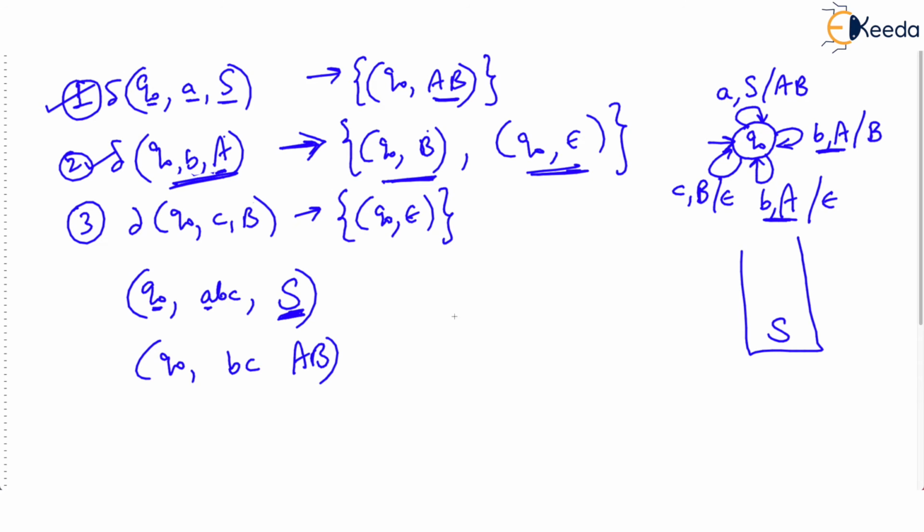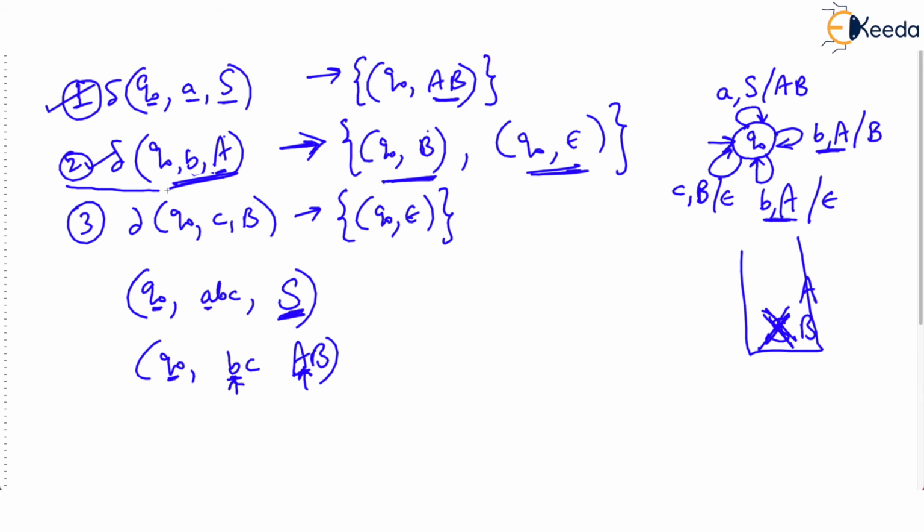I hope you are understanding. So this S in the stack, just observe, this S in the stack is now loaded with AB. Now starts the fun part. Q0 is reading B from the input and top is A. Tell me what you should do.